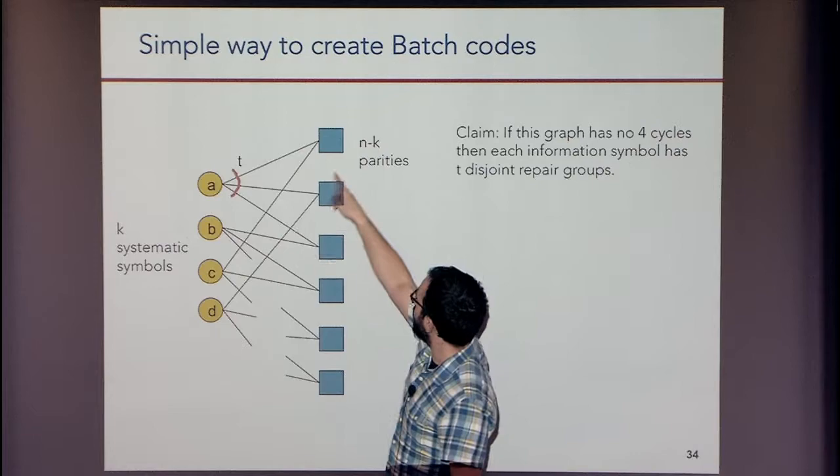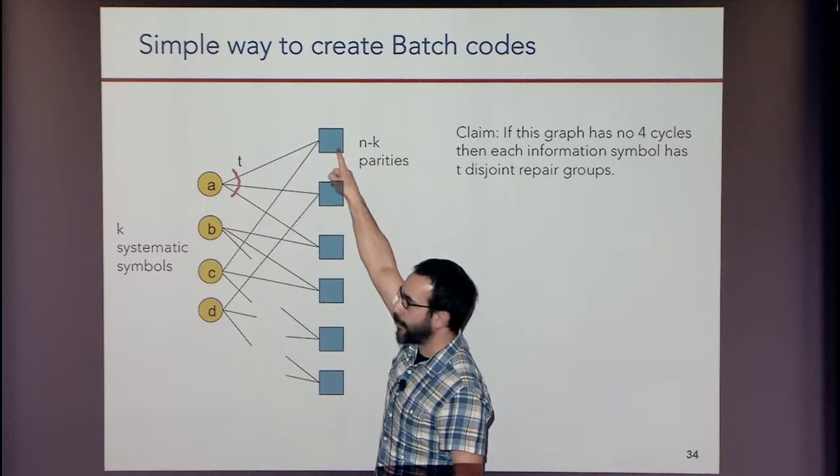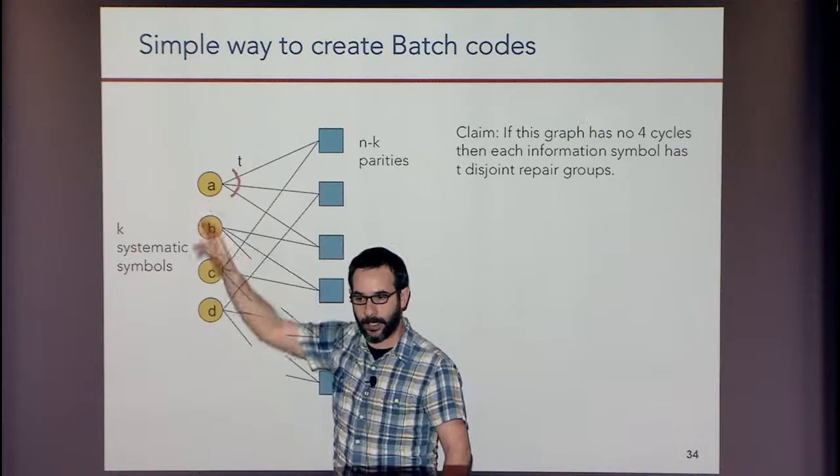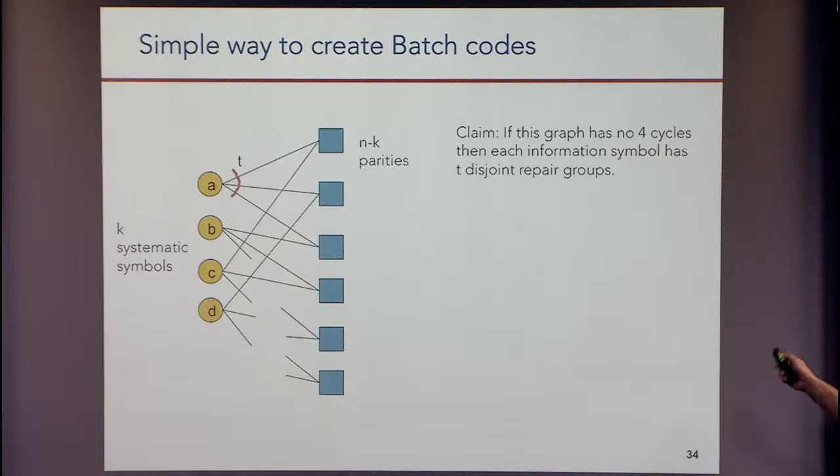Now, this XOR is the XOR of A with C. So this is a local repair group for A, of course, because you can read C and this XOR and reconstruct A. All right. So I claim that if this graph has no 4-cycles, then each information symbol has t disjoint repair groups. That's my claim.